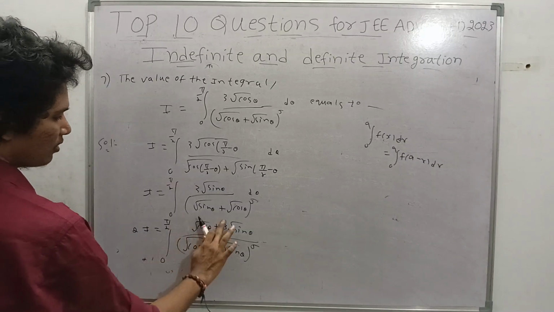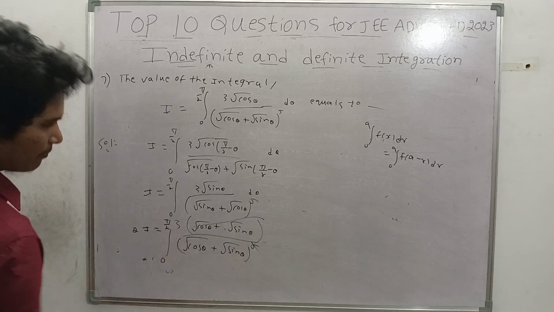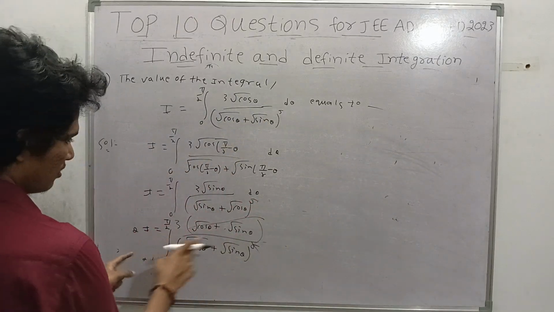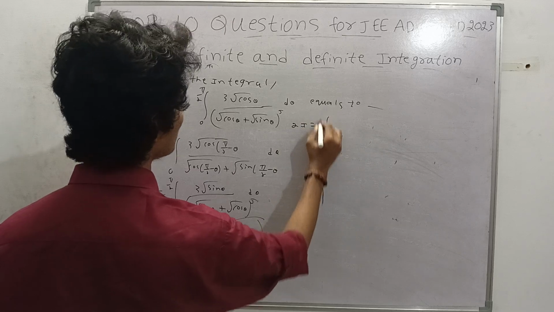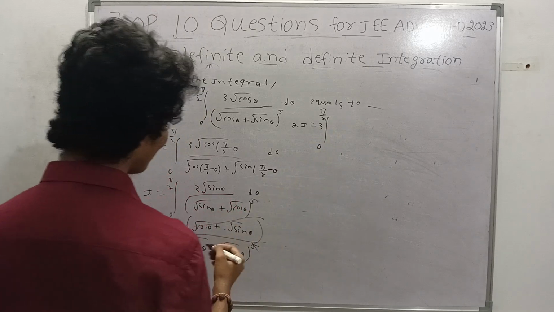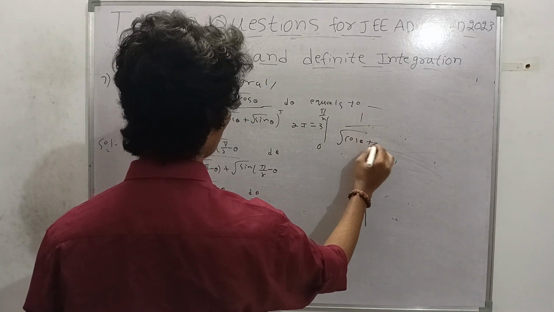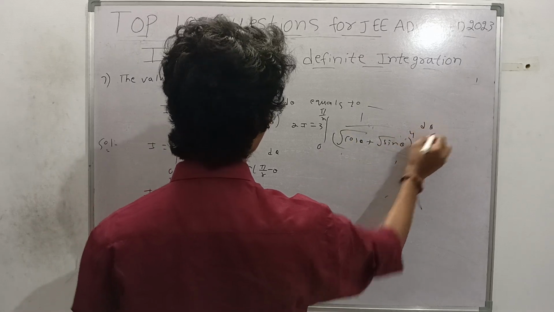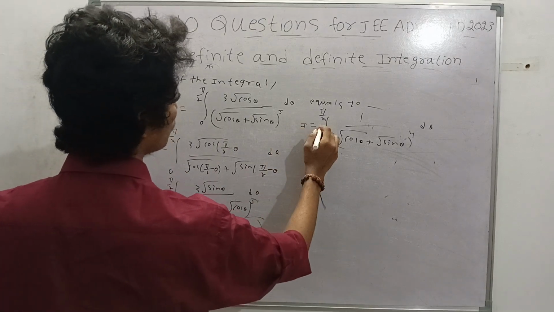I can take common 3 and I can cancel with one term. Understood? I can cancel like this. Now what is left? 2I equals integration 0 to pi by 2, outside 3, 1 divided by (root of cos theta plus root of sine theta) whole power 4 d theta. This thing is left now. I can do like this, 3 by 2.